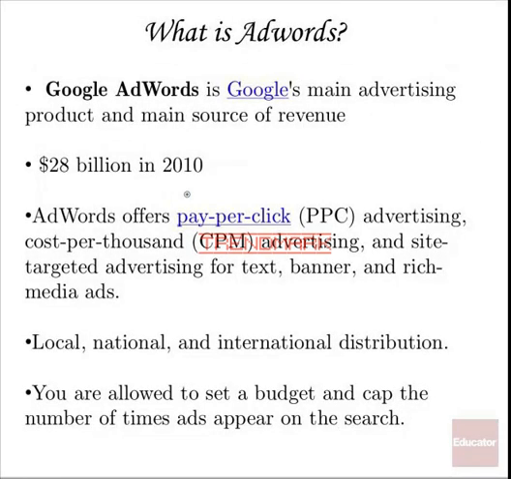So Google AdWords, as you can see right here on the slide, is their main advertisement product. And it's also their main source of revenue, at least for now. They made about $28 billion in 2010, and it's steadily increasing because people really see the importance. Most people who use AdWords have tried the free component.